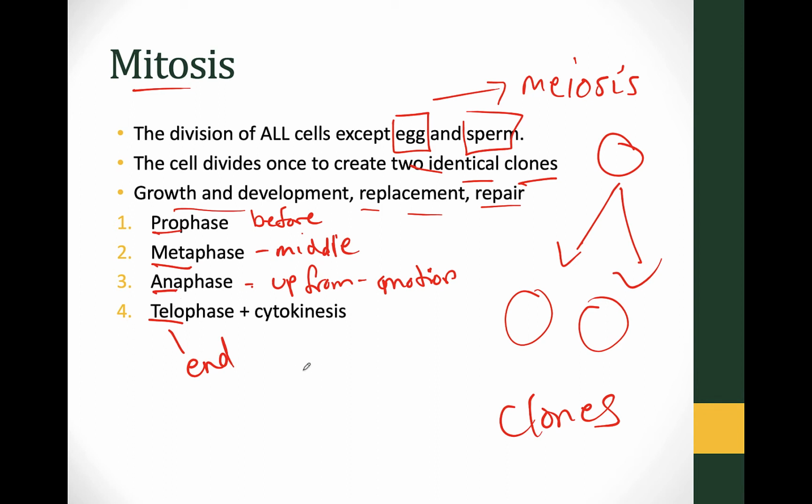And then cytokinesis is technically not a part of mitosis. It's actually its separate process. The word cyto means cell, and then kinesis means move. So this is cell movement, and this is where the cell is going to actually divide into 2 separate cells.